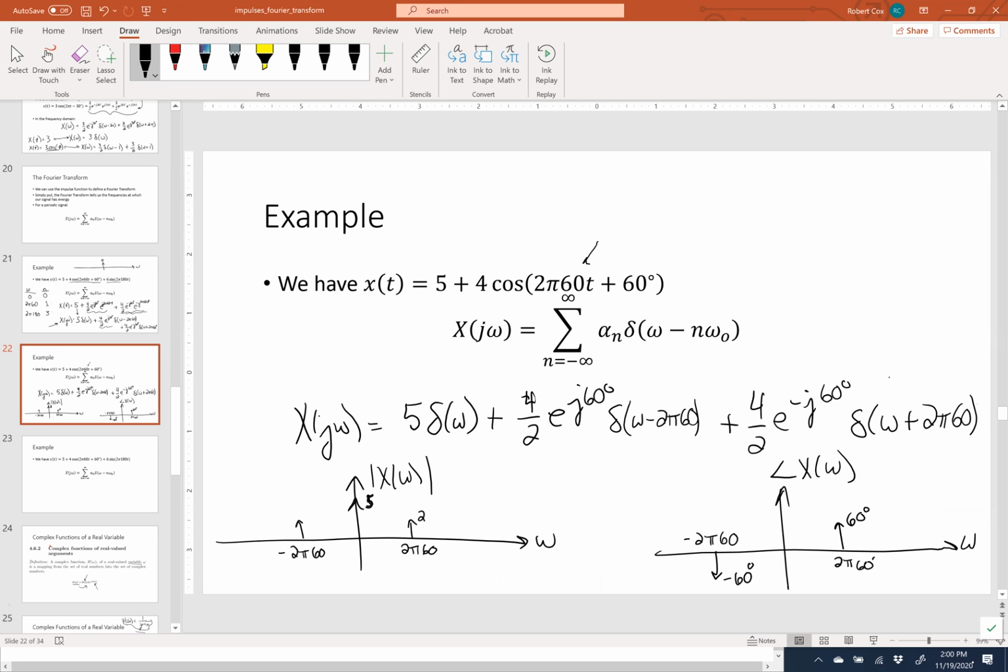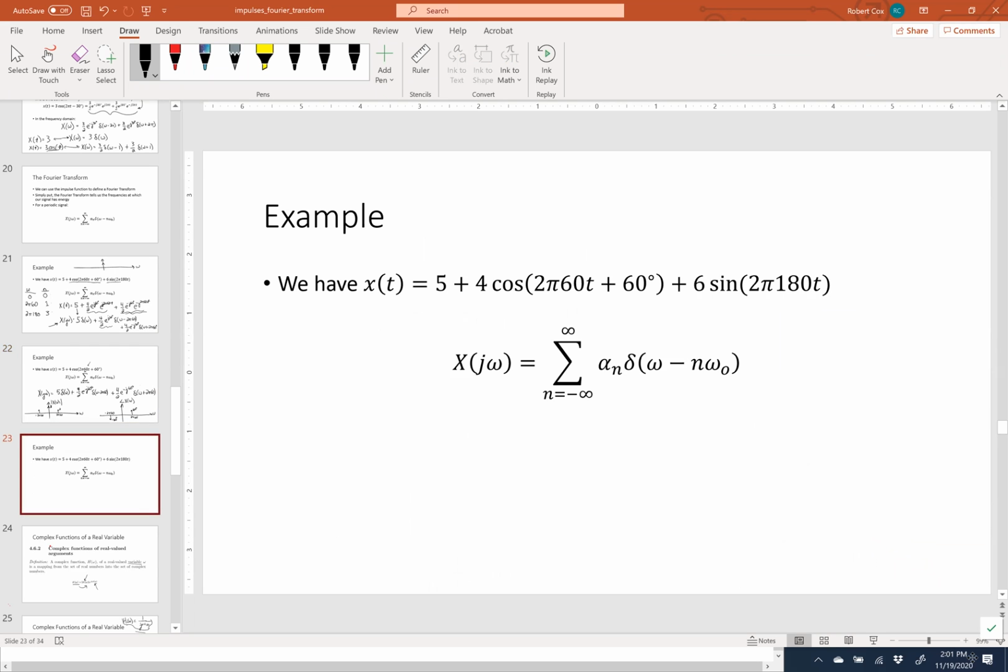Now, if I included additional terms, like the 6 sine 2 pi 180t, let me ask this before we do anything with it: at what frequencies have I introduced impulses now? What frequencies in radians per second? Somebody other than Tony. 2 pi 60 and 2 pi 180. Yes, there's stuff at 2 pi 180, and in the complex form, where else? Negative 2 pi 180.